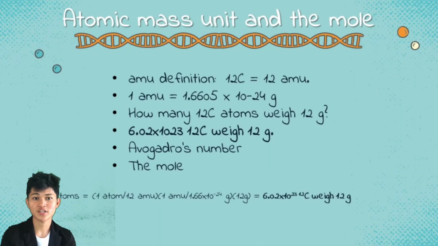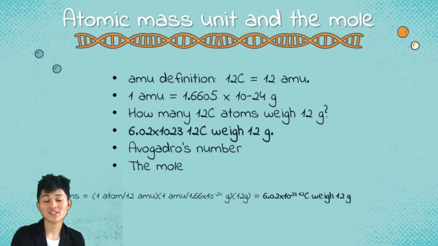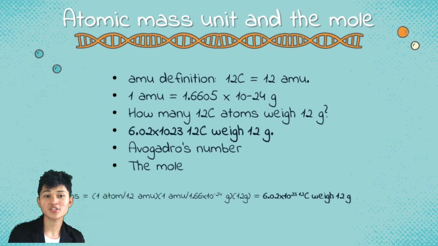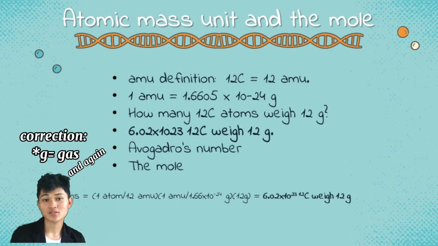Atomic mass unit and the mole. The amu definition is that 12 carbon is equal to 12 amu. The atomic mass unit is defined this way. 1 amu is equal to 1.6605 times 10 raised to the power of negative 24 grams. How many 12 carbon atoms weigh 12 grams? 6.02 times 10 raised to the power of 23 12 carbon atoms weigh 12 grams.